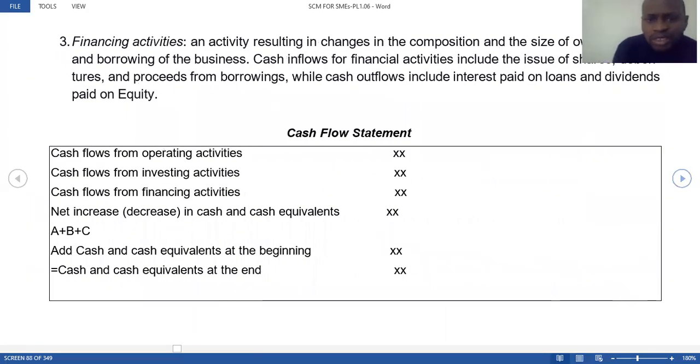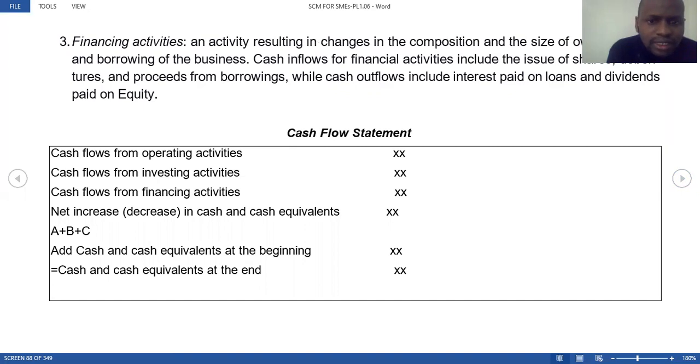Then we have financing activities. These are activities resulting in changes in the composition and the size of owners' capital and borrowing of the business. So these are financing activities that help us to understand the cash inflows.